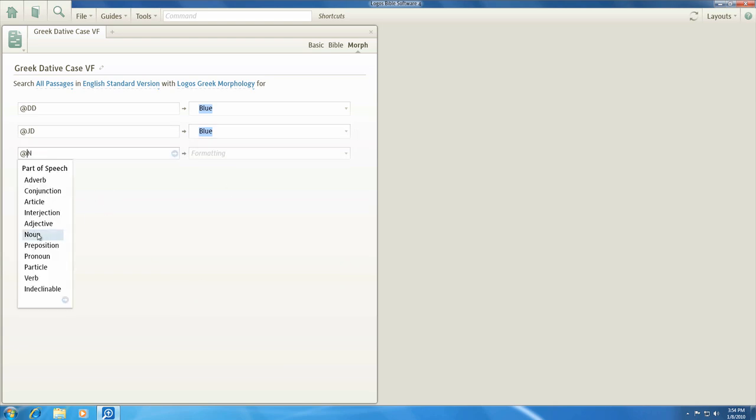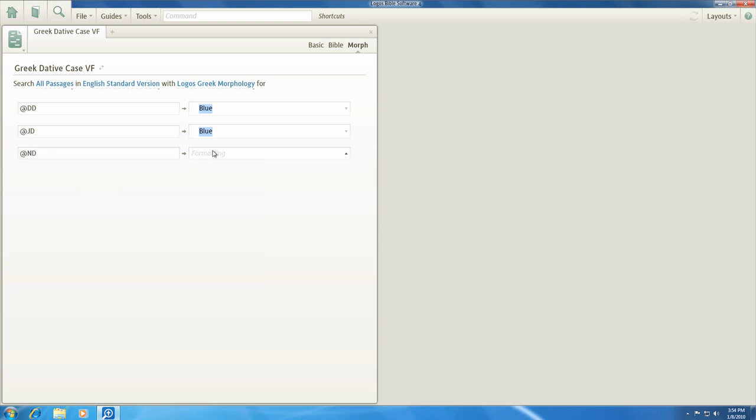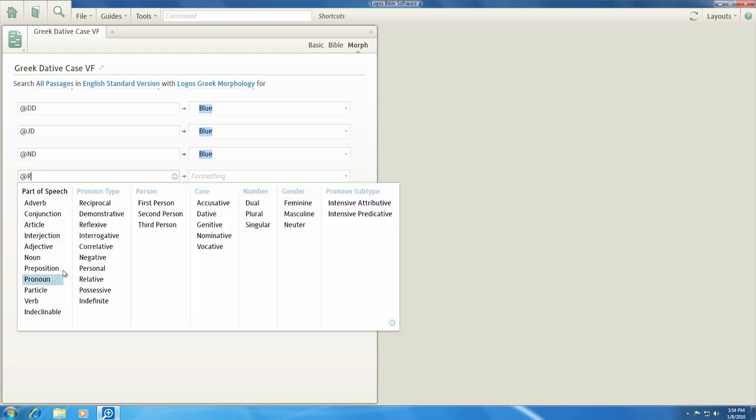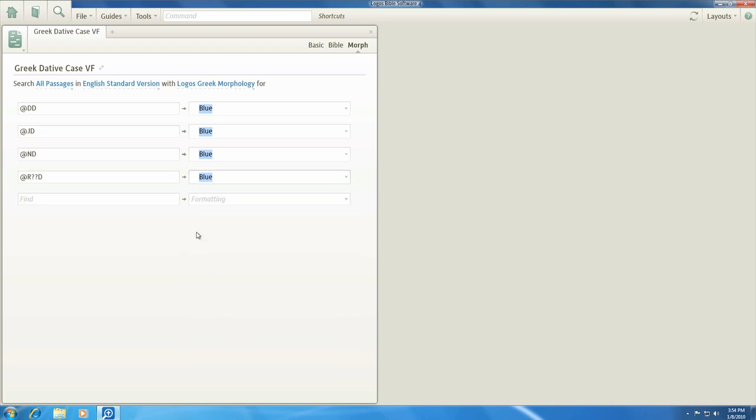The @ symbol and select noun for part of speech. Dative under case. And blue again. And lastly, we'll pick the pronoun. Dative. Participle also uses the dative case, but we're not going to worry about that at this moment.